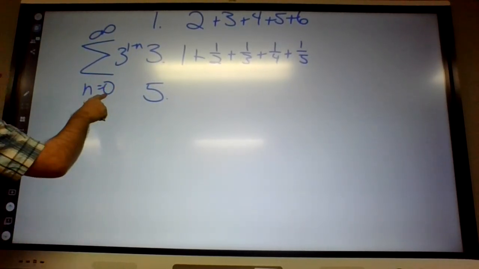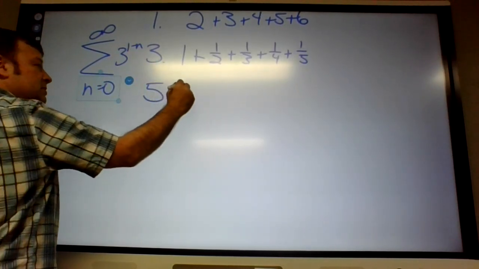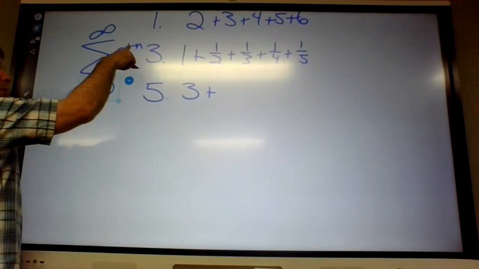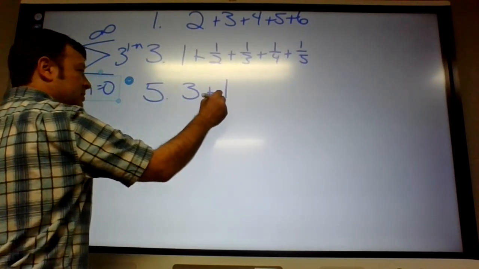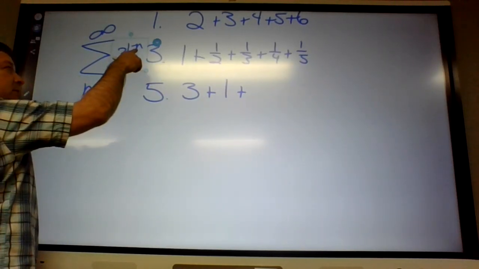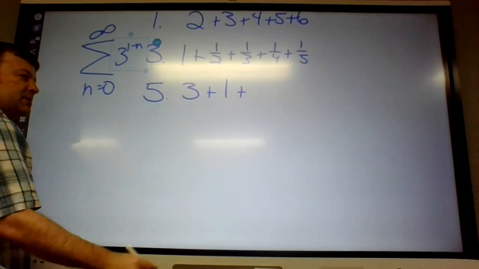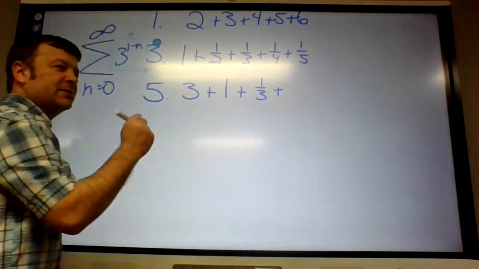Okay, so we're starting with 0. If I plug in 0 right there, I get 3 to the 1, which is 3. Plus, if I plug in 1, 1 minus 1 is 0, 3 to the 0 is 1. If I plug in 2, 1 minus 2 is negative 1, 3 to the negative 1. Do you guys know what that is? You guys know what the pattern is yet?